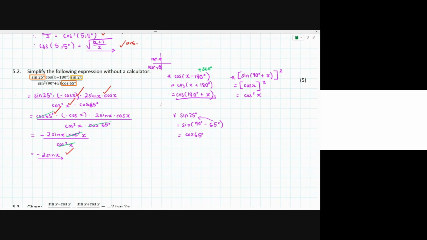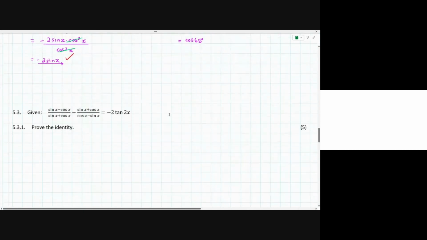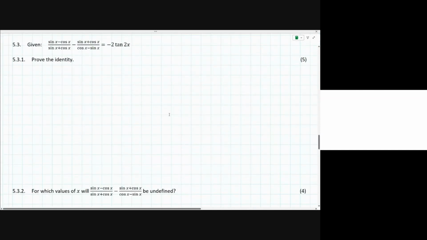All right, guys, I hope we've got screenshots of that. Let's have a look at an identity question. So remember, basic ratio question, simplifying question, proving identity question. Okay, so we have got, I don't really want to read all of this, but I will. Sine x minus cos x over sine x plus cos x minus sine x plus cos x over cos x minus sine x equals -2 tan 2x. Gracious golly.